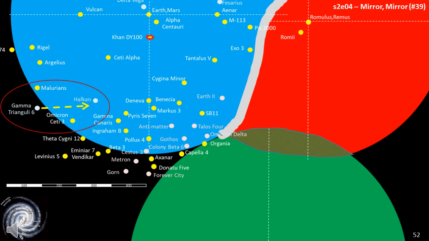In Mirror, Mirror, we meet the Halcyon Council. This is probably an independent alien planet on the edge of Federation space. I have placed it up north near the Federation border, so I can get to the Romulan border.